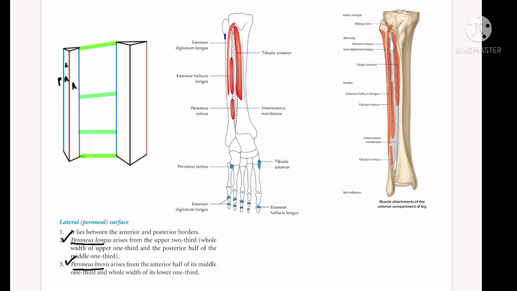The peroneus longus originates from the upper two-thirds of the lateral surface, and the peroneus brevis originates from the lower two-thirds of the peroneal surface. So this is the peroneus longus, this is the peroneus brevis. In the middle one-third there is an overlapping between the peroneus longus and peroneus brevis, and in the zone of overlapping, the peroneus longus lies posteriorly and the peroneus brevis lies in the anterior half.